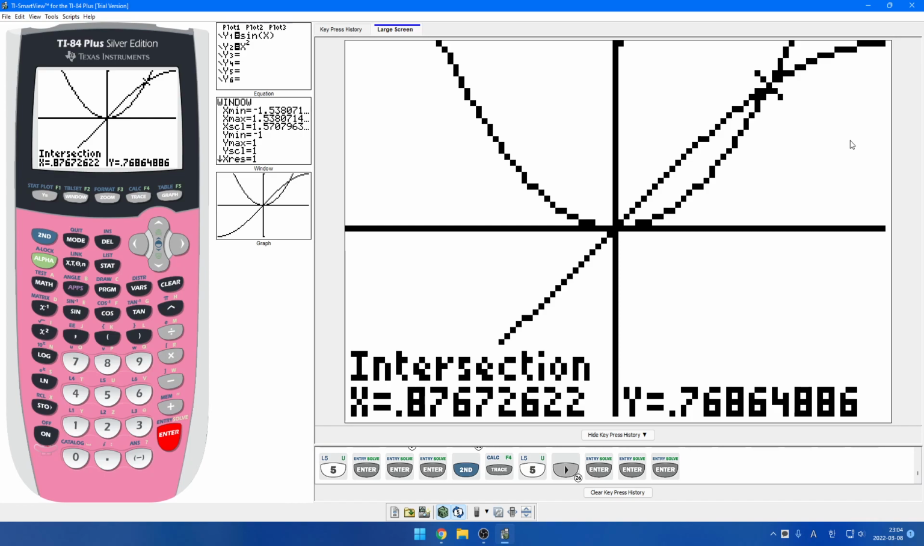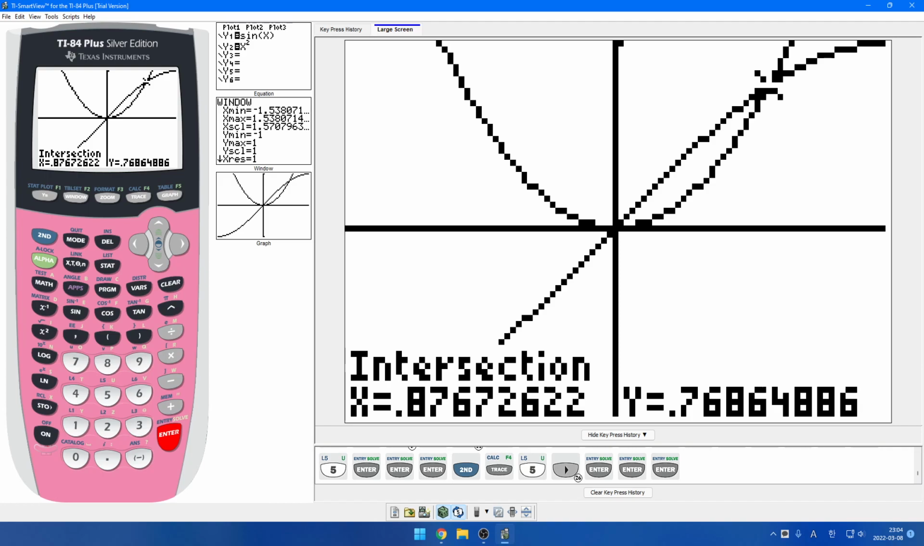Aha, so I know that our two functions intersect at 0.877 and 0.769. Remember that the point of intersection is useful when you're looking for the x value when f of x equals g of x. So when you see a question like two functions are equal, if you want to solve it graphically, you can put them into the graphing calculator and then look for the points of intersection.